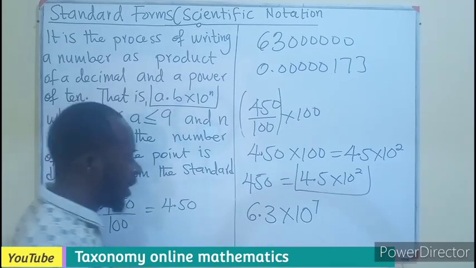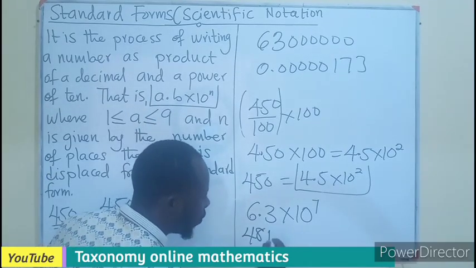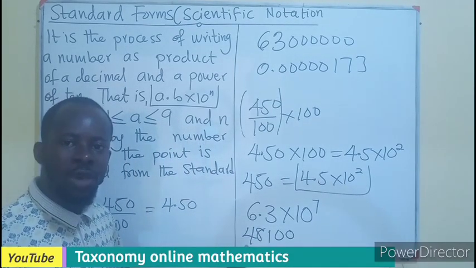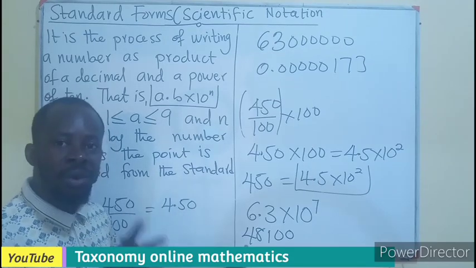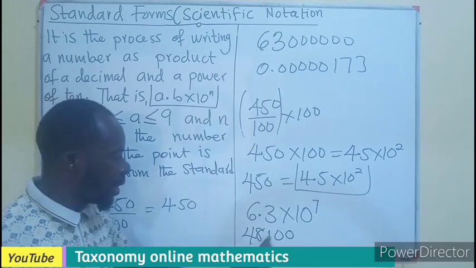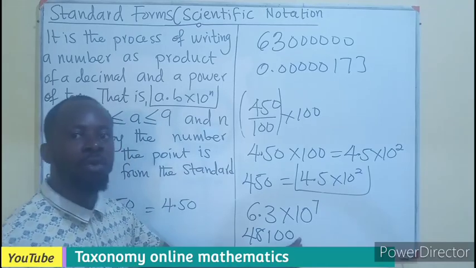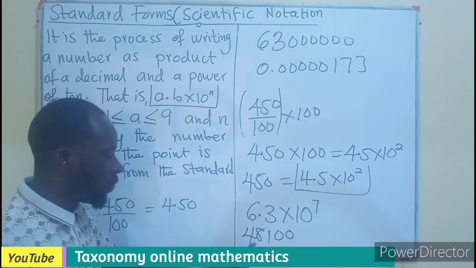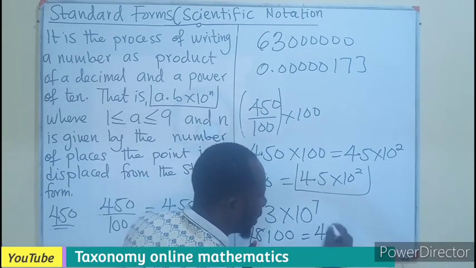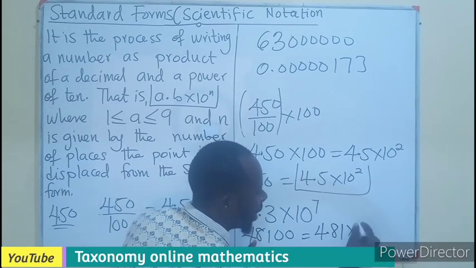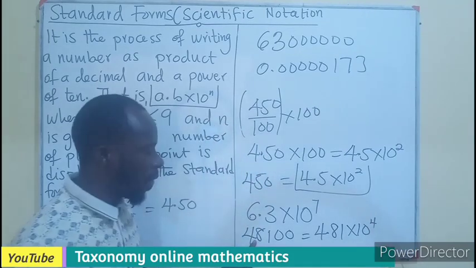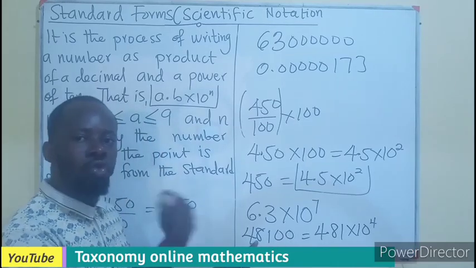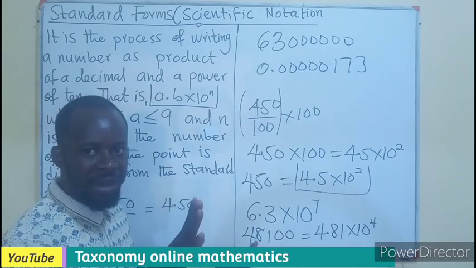So simply put, if you are given 480,100 and you are asked to write this in the standard form or scientific notation, you bear in mind that the point is not here, it's at the back. So you are going to introduce it. How many times? 1, 2, 3, 4. Meaning 4.81 times 10 exponent 4, positive 4 because I am moving 1, 2, 3, 4 places to the left. I believe that aspect is correct.